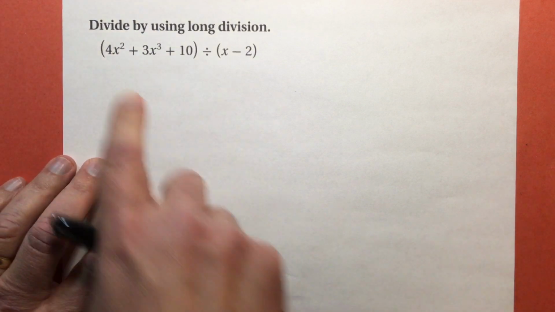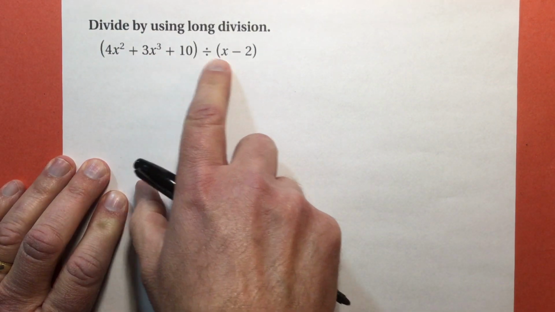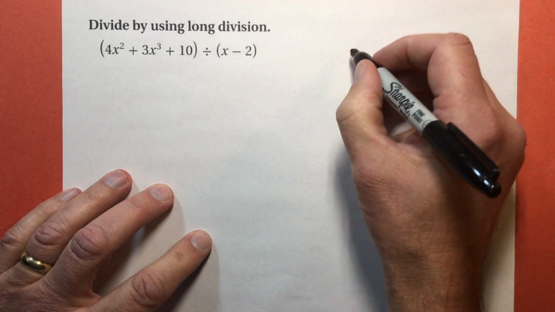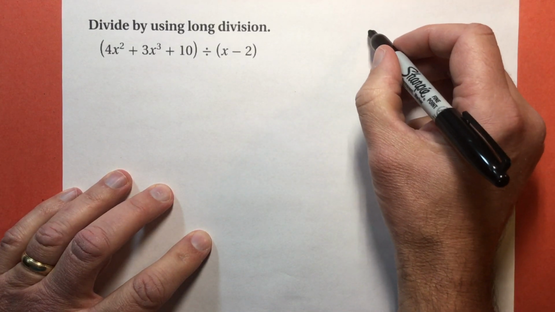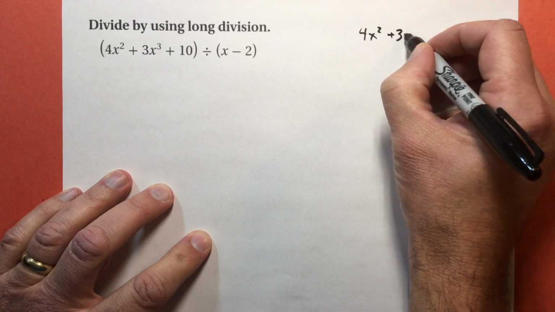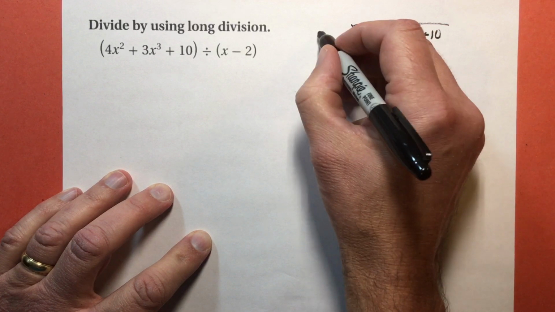All right, so again, I have 4x squared plus 3x cubed plus 10 divided by x minus 2. Now, we're going to want to do this. I'm going to put it over here in the corner, and then I'm going to ignore it. We're going to want to do this. 4x squared plus 3x cubed plus 10. We're going to divide that by x subtract 2.